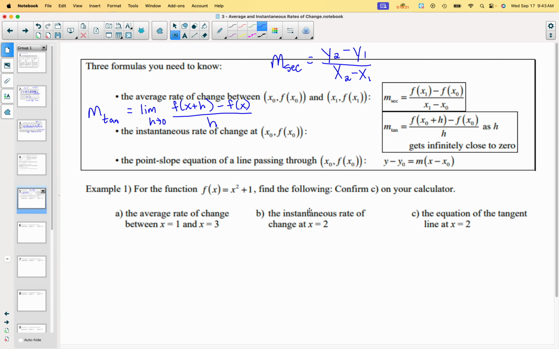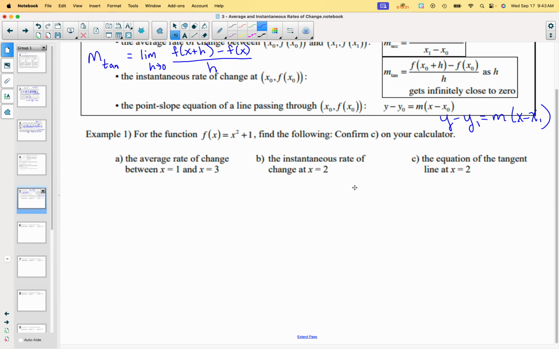So we have an example we're going to kind of work through. And by the way, you're also going to be using the point slope equation of a line. You know, y minus y1 equals m times x minus x1. We'll use that a lot. So let's work through some examples. For the function f of x equals x squared plus 1, find the following, confirm part C on your calculator. So the average rate of change between x equals 1 and x equals 3. So I'm going to take f of 3 minus f of 1 over 3 minus 1. That's my slope of my secant line.